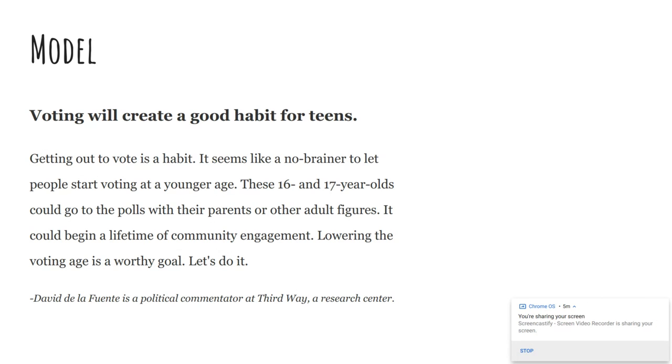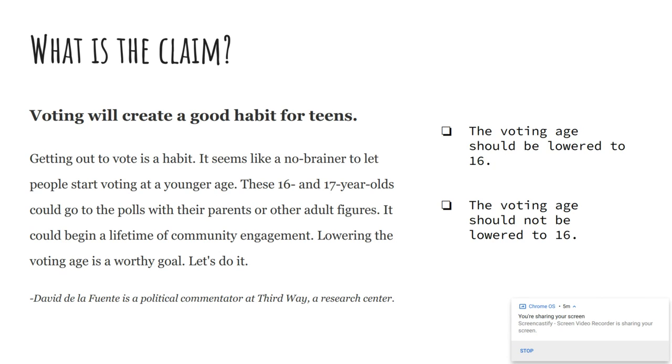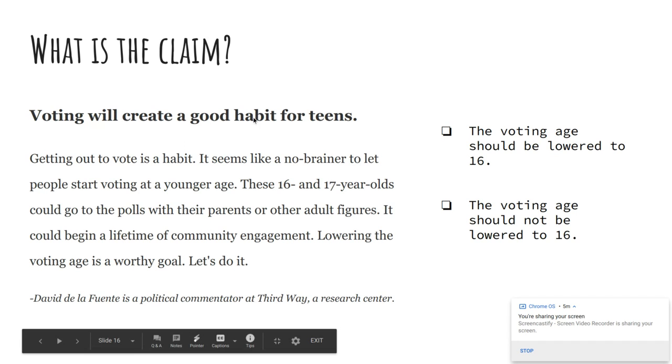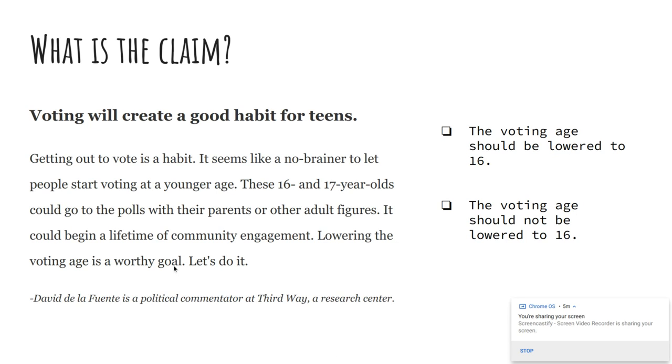Let's do it. So first I have to figure out, what is the claim? Is this person saying that the voting age should be lowered to 16, or are they saying it should not be lowered to 16? Well, I'm seeing this word, good habit, and I'm also seeing lowering the voting age is a worthy goal. So I know that this person supports lowering the voting age. So this person's claim is the voting age should be lowered to 16.